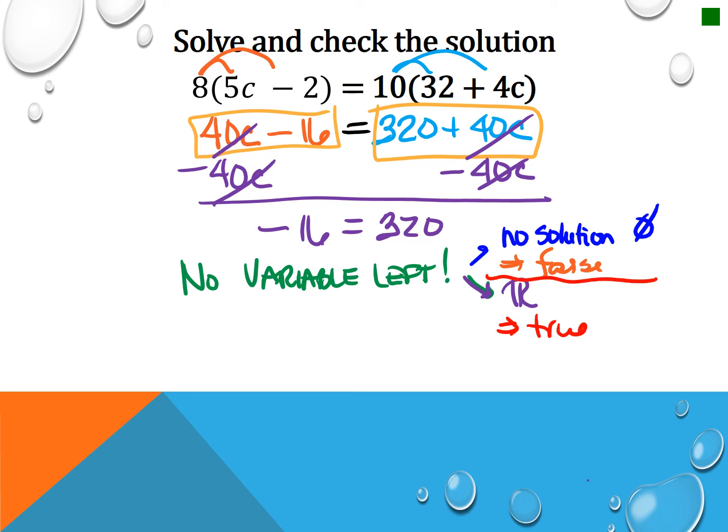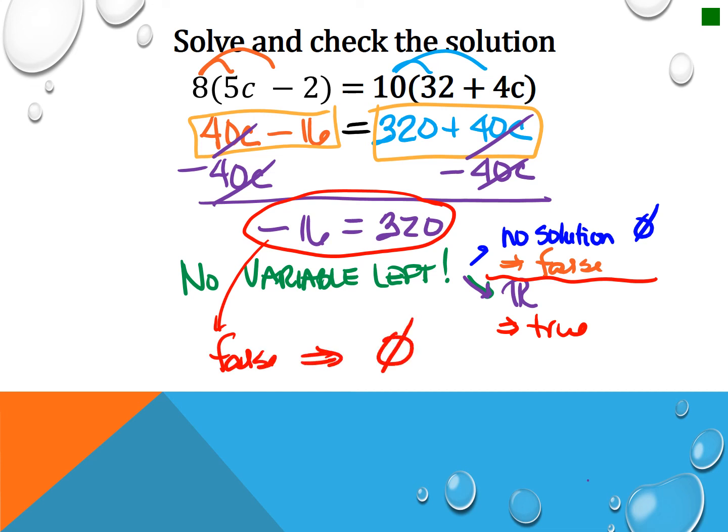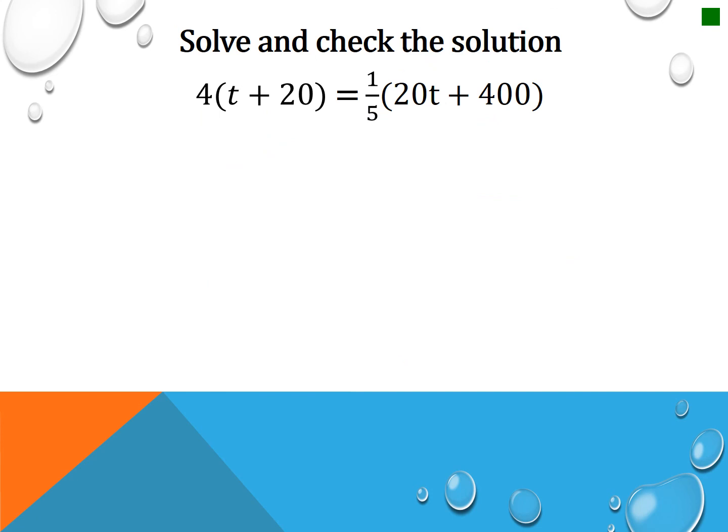So my question is negative 16 equal to 320? No, that's silly. So because this is false, that means my answer is no solution. That means no matter what number I put in there, I can never make the left side equal the right side. Oh, got another one.